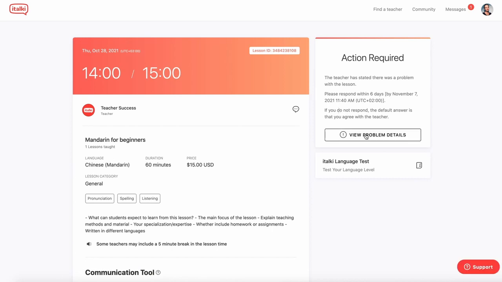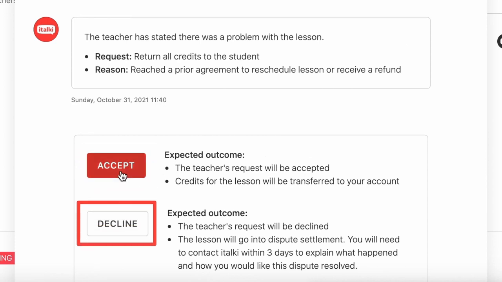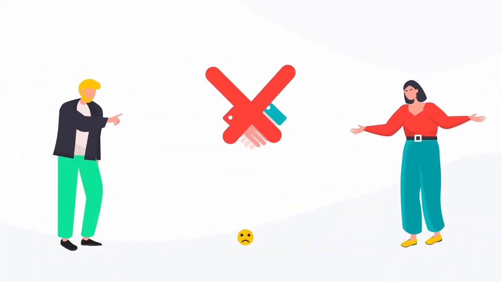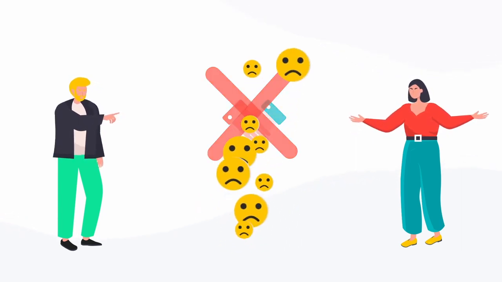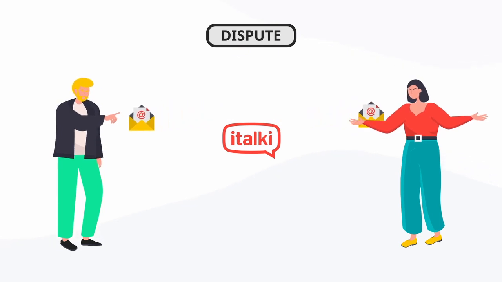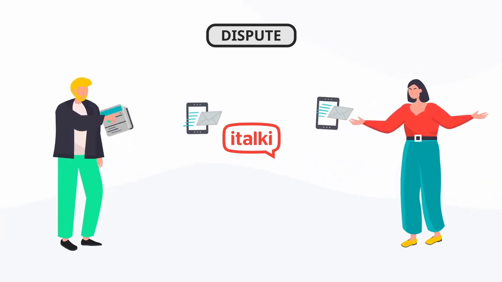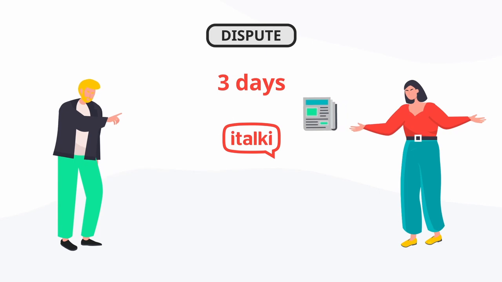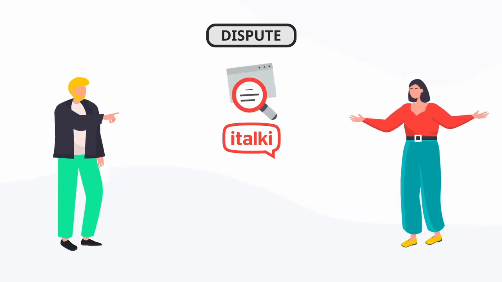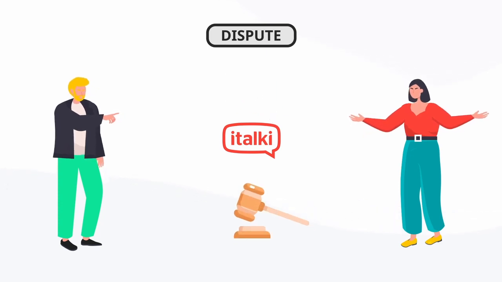The students will be notified of the problem and the suggested solution. They are then able to accept or reject the solution. In a situation when a mutual agreement has not been reached, the lesson will go into dispute. Italki will send emails to both parties asking for evidence to resolve the dispute. Both students and teachers should submit evidence including communication records and screenshots within 3 days from the date of the dispute. Our support team will then settle the dispute based on the materials provided.